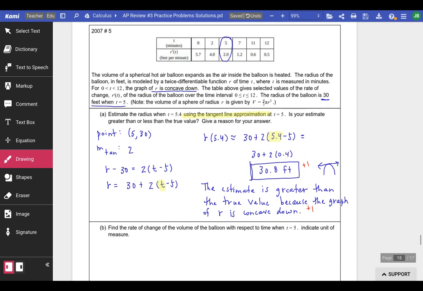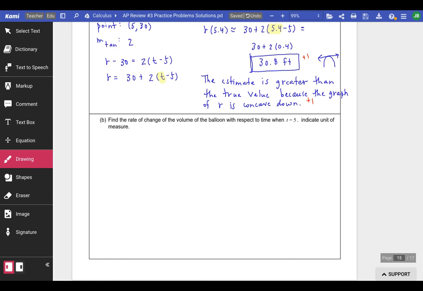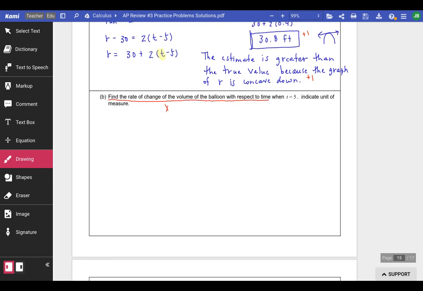All right. Part B says find the rate of change of the volume of the balloon with respect to time when t equals 5, indicate units of measure. Now, again, hopefully these keywords are giving you a clue as to what to do here. When it says find the rate of change of the volume with respect to time, that's telling us that this is a related rates problem. So the rate of change of the volume with respect to time.